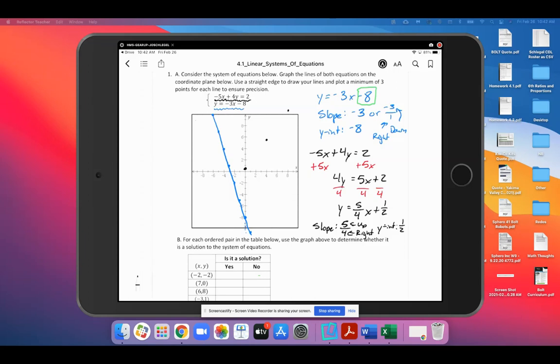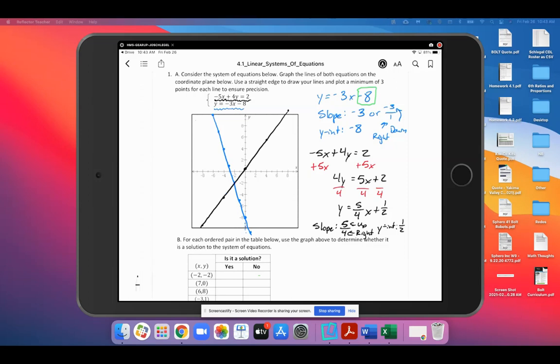And then alternatively, I can go down and left instead of up and right. So I will go down 5 and to the left 4, down 5 and to the left 4. And so our black line would look something like this.